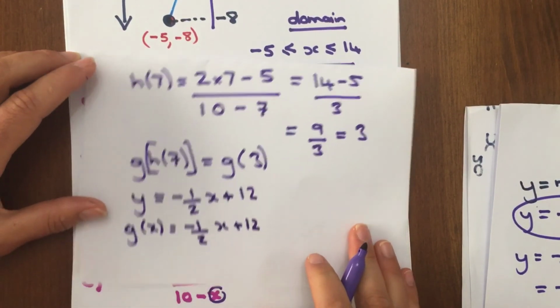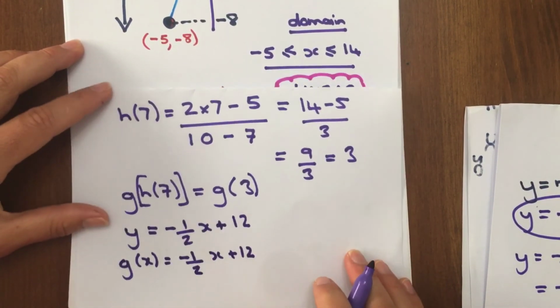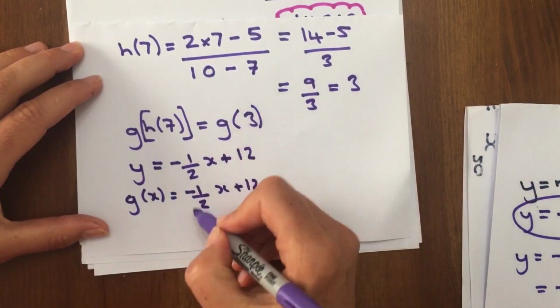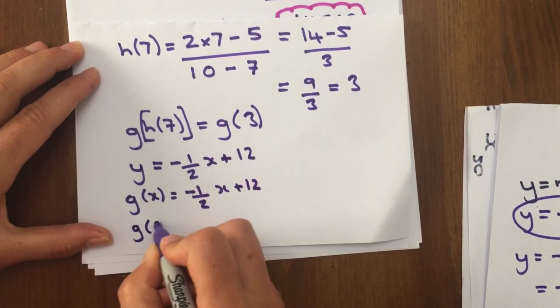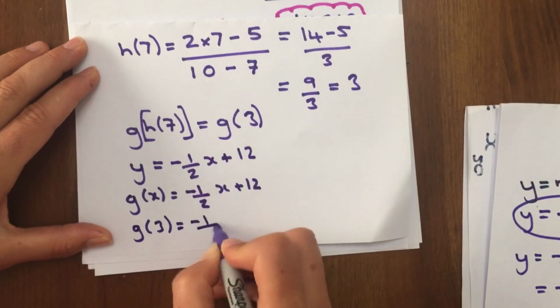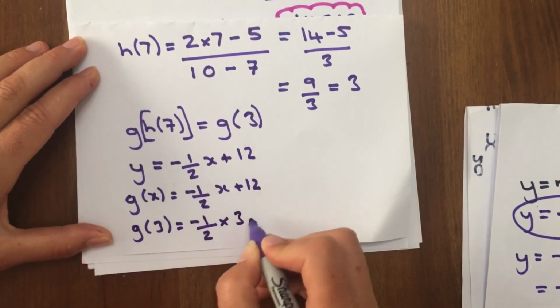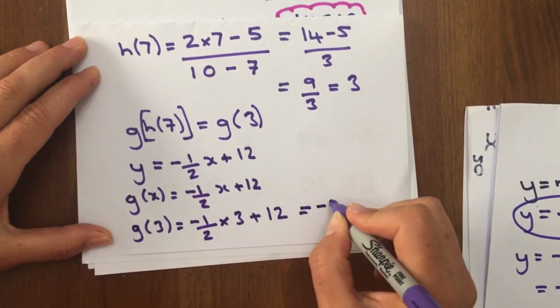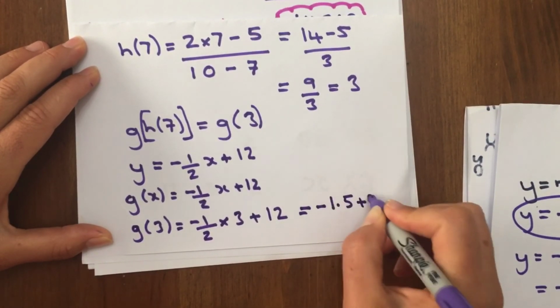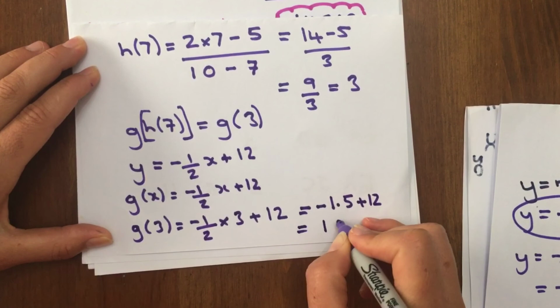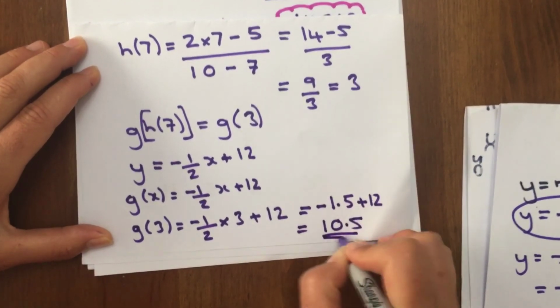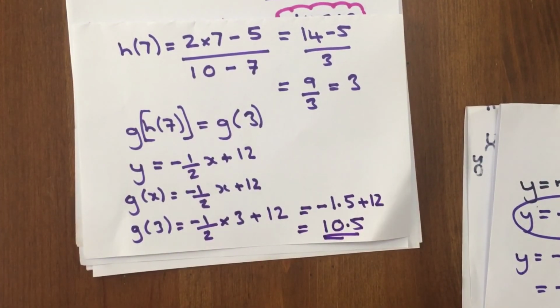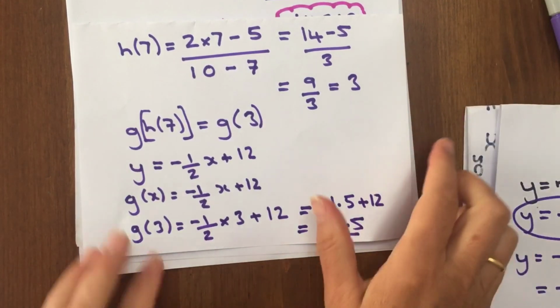So if I'm putting 3 into here to find g of 3, I've got -1/2 times 3 plus 12, which will equal -1.5 plus 12, which will equal 10.5. That is my answer. So that's question 11.